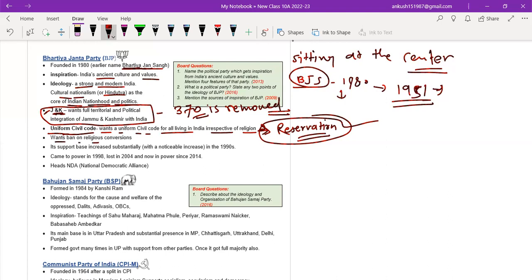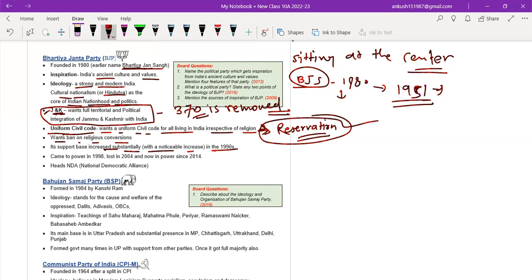It wants a ban on religious conversions. Religious conversions in the sense that many people, and you might have heard the word, are luring girls of other religions. They are forcing those girls to convert their religion if they want to marry the person they are in a relationship with. The Bharatiya Janata Party also wants to ban this. Its support base increased sustainably, with a noticeable increase in the 1980s.